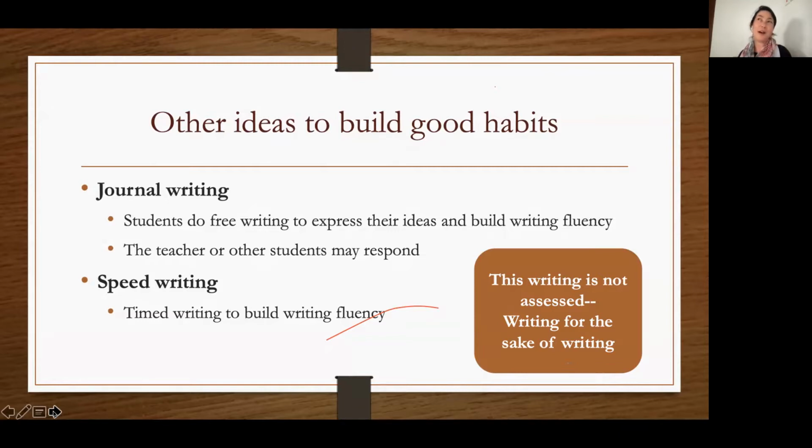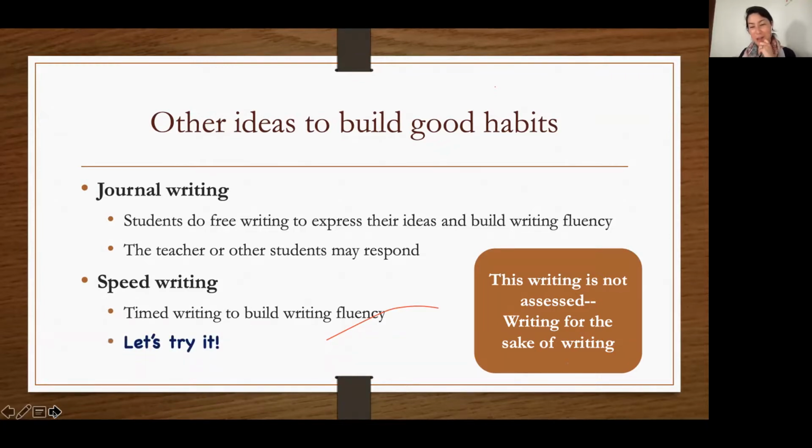So if we think about a soccer player, soccer players when they're training do all different kinds of exercises, or a runner even. Sometimes they do running for endurance, sometimes they do running for speed, sometimes runners go to the gym and lift weights. So same thing with writing here, they are just building their fluency.